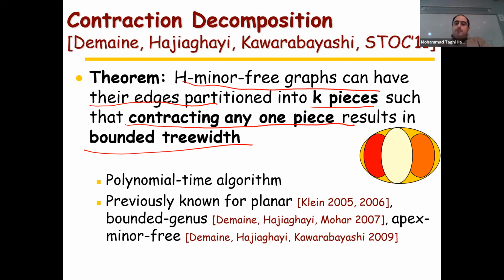So there is a polynomial time algorithm. Before, this was known for planar graphs and bounded genus graphs. For planar graphs, that was Klein's approach. Then we had the bounded genus graphs, then apex minor free graphs in this paper, and then this was for H-minor free graphs, which is STOC 2011. I think the previous ones were both SODA papers, but this was a STOC paper that we got for H-minor free graphs.